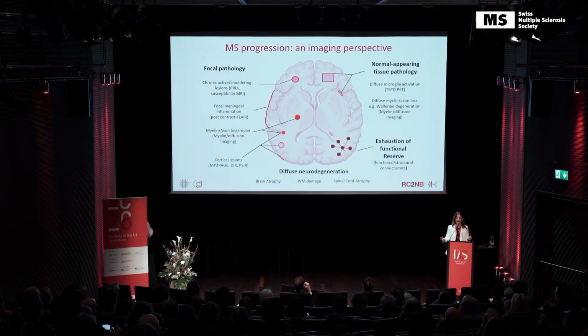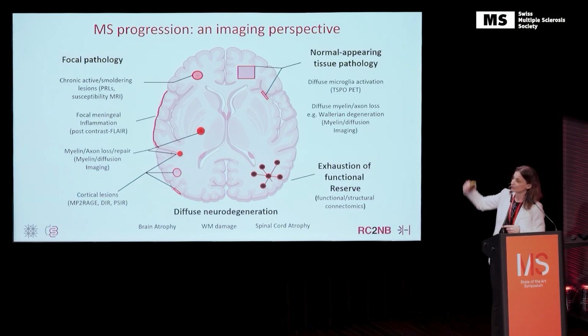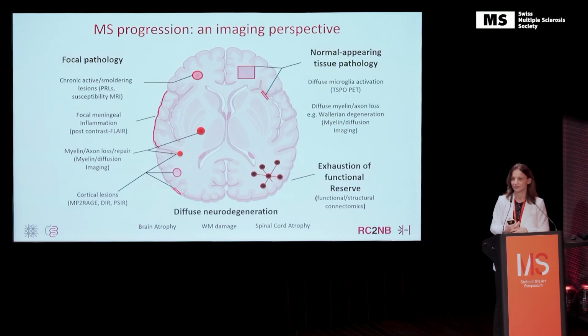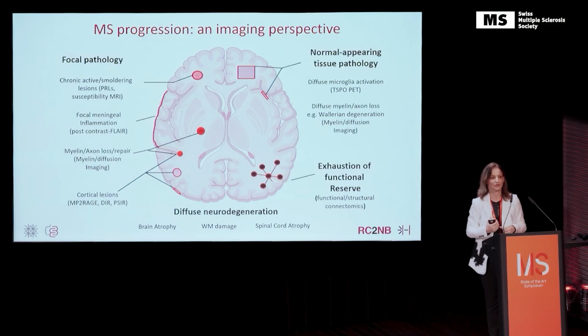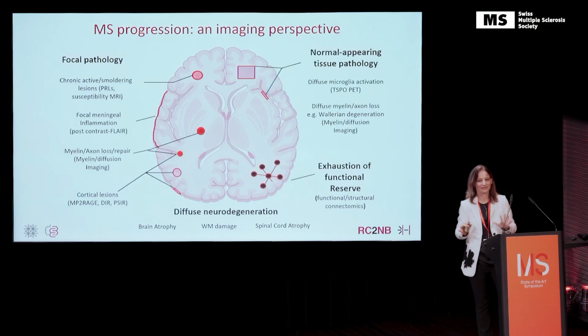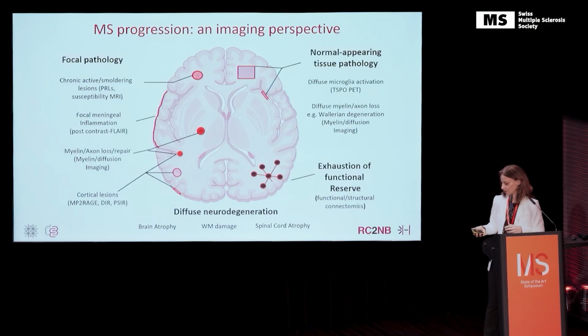And this is our imaging people's overview of different mechanisms that we can image. Here is a very visual summary. We have mechanisms related to focal pathology. We will see a couple of them. We have mechanisms related to normal appearing tissue pathology. We have heard already what's happening in there. We have mechanisms of exhaustion of functional reserve, functional and structural, and I think Professor Hundheim, did I say it correctly, will tell us a lot about this, so I will not speak about that. And there are mechanisms of general neurodegeneration.